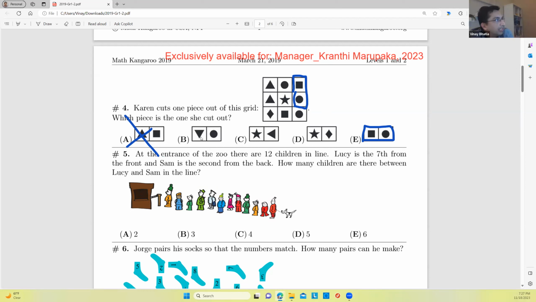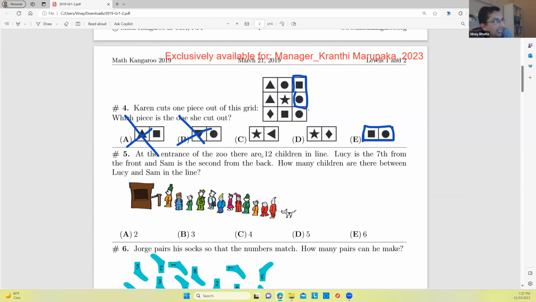Now I'll look at B, inverted triangle. So the triangle's point is down and then a circle. You have a triangle and a circle in the figure, but in this triangle, the point is to the top and the flat, long side is at the bottom. In this one, it is inverted. So I don't have this inverted triangle. So we are crossing it out.